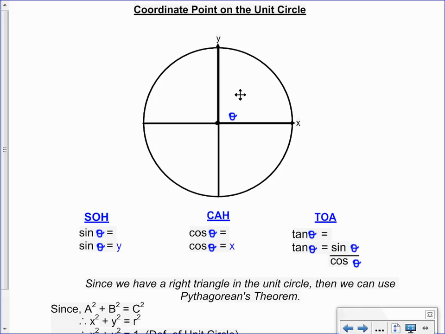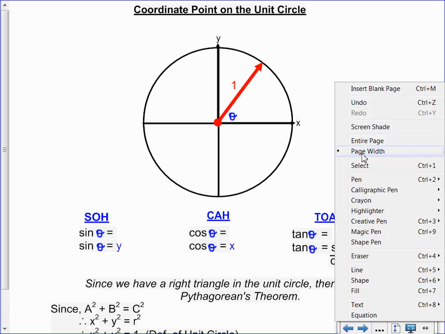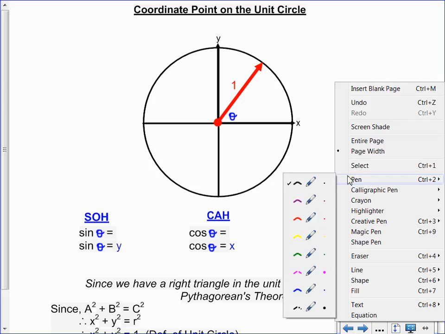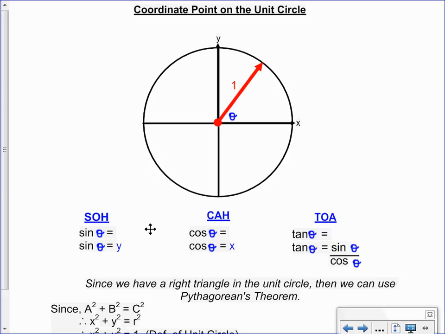Now we're going to move on to how to find all the coordinates in the circle. All right. Here we go. Again, in a unit circle, we have a radius of 1. Now, when it comes to sine and cosine, remember SOHCAHTOA, right? In SOHCAHTOA, sine is equal to the opposite over the hypotenuse. Right? Sine is equal to opposite over hypotenuse.